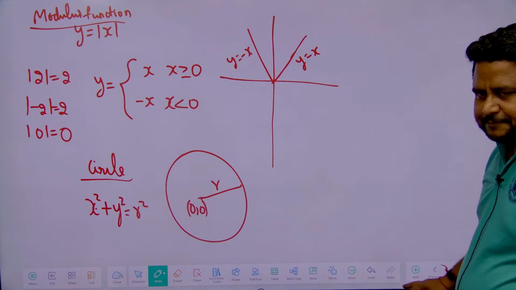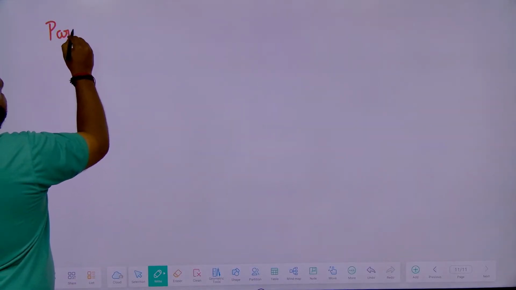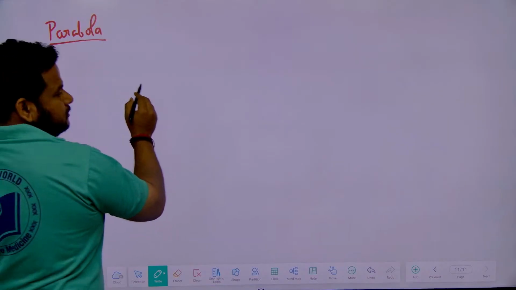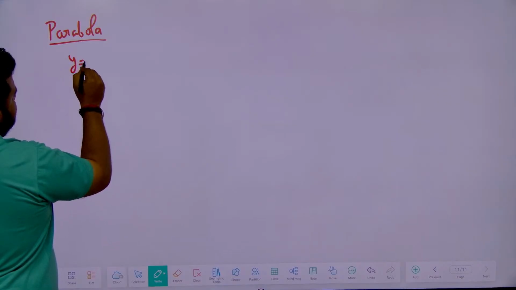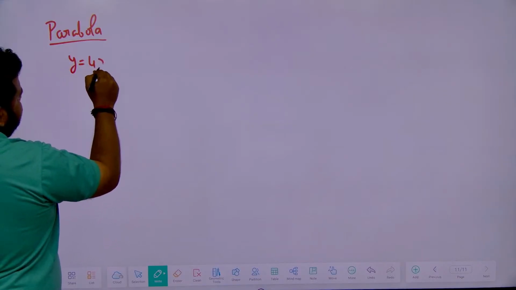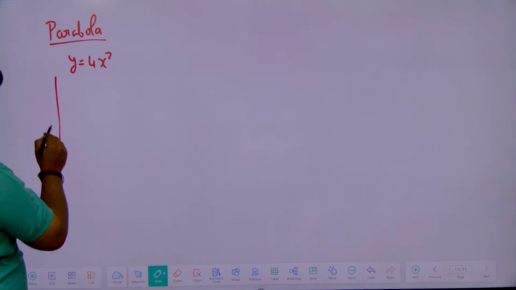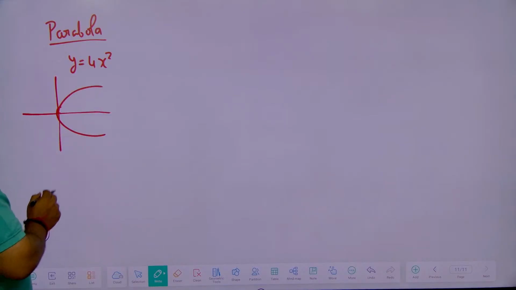Done? Okay. Now conic sections. In conic sections you will be learning parabola, hyperbola and ellipse, but if you learn parabola and ellipse, that's enough. Parabola means the equation will be like this. See, one parabola will be y is equal to 4x square. I'll write it, the parabola will come like this, y is equal to 4x square.